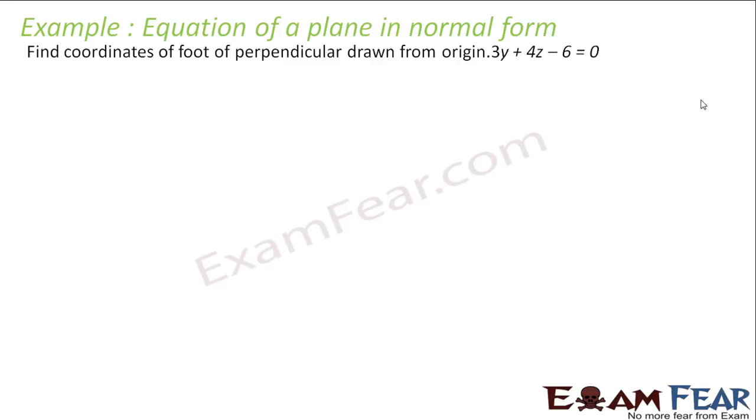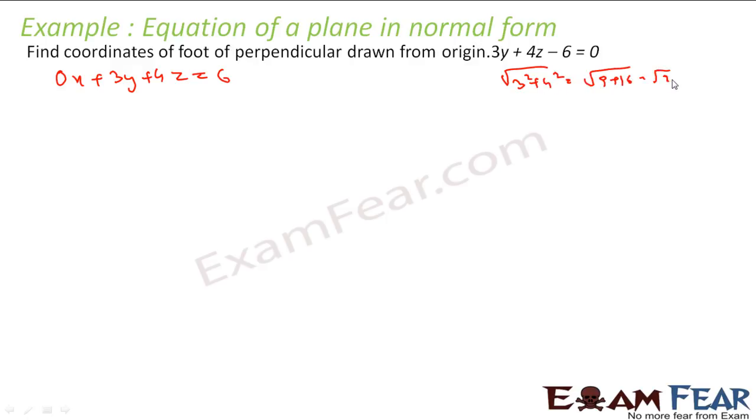We have to find the coordinates of the foot of the perpendicular drawn from the origin for this plane. It's almost similar to the last question, so to make your concept clear, we'll take one more question of this pattern. This is 0x plus 3y plus 4z is equal to 6. I'll divide by the root of 3 square plus 4 square, which is root of 9 plus 16, that is root 25, that is 5. I'll divide the whole thing by 5.